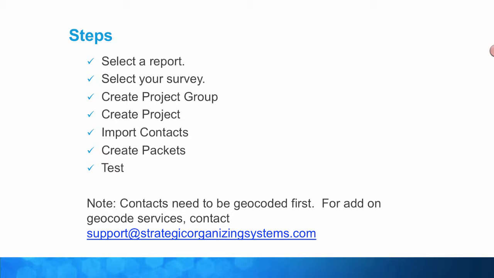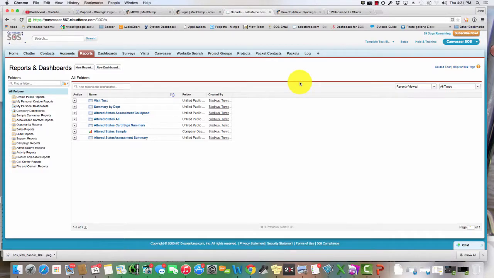You should note that contacts need to be geocoded before you can create packets. We do offer an add-on service for geocoding. If you do not yet have that turned on or are interested, please contact support@strategicorganizingsystems.com.